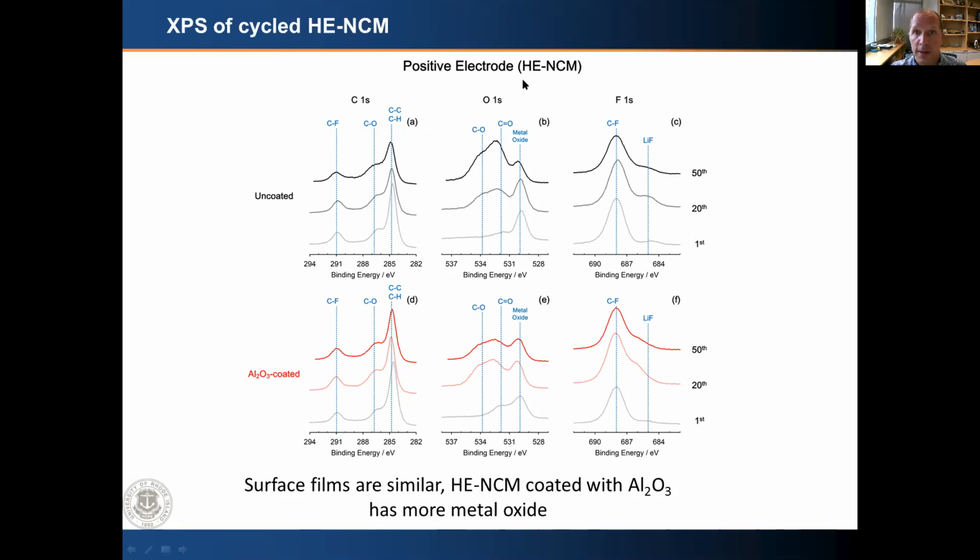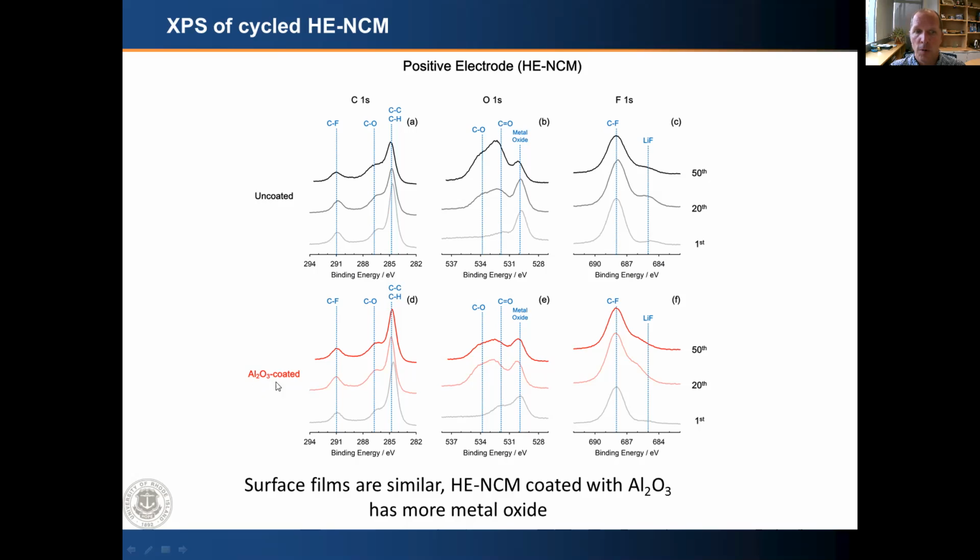If we go back and do XPS analysis of the high energy NCM materials, and in particular, if we look at the surface of the cathode, what we can see is the surface films are similar for both the high energy NCM uncoated and alumina coated. However, the NCM-coated alumina has more of the metal oxide present. So if we look at the uncoated species and we start off with the first cycle, we have a fair amount of metal oxide. As we continue cycling, we see a lot of electrolyte decomposition, and the relative concentration of the metal oxide is decreased.